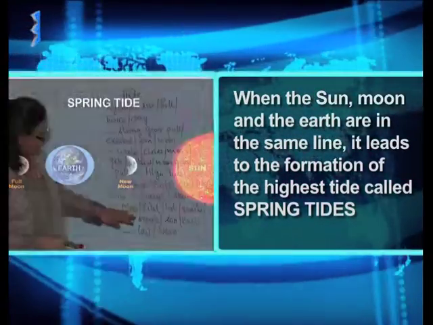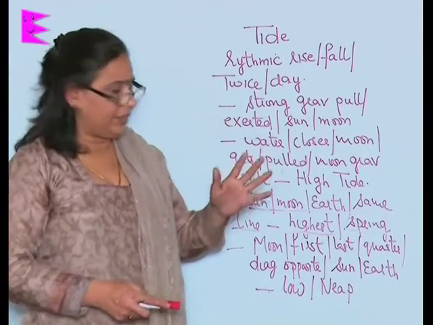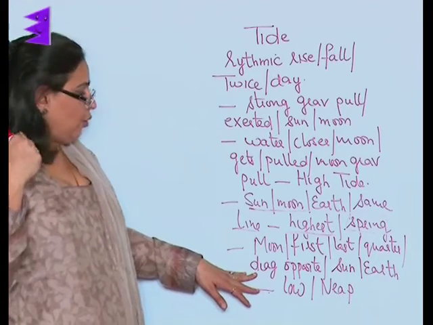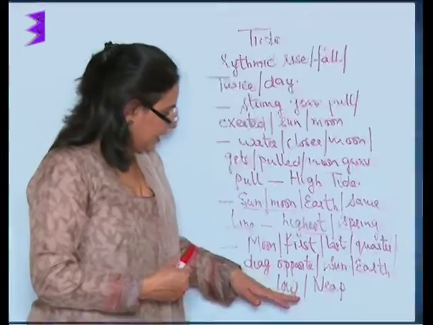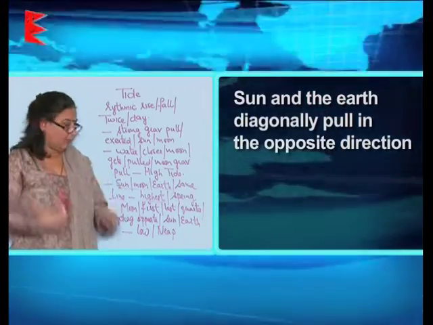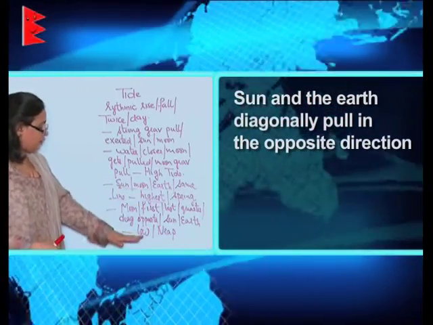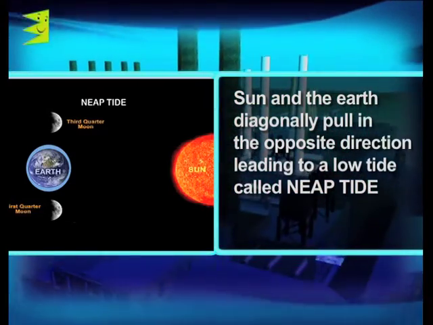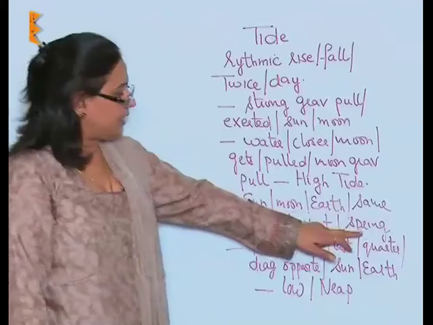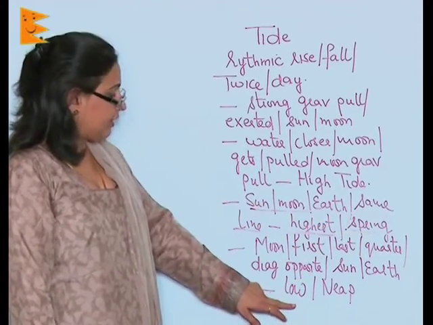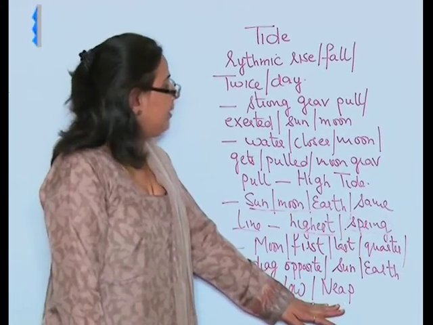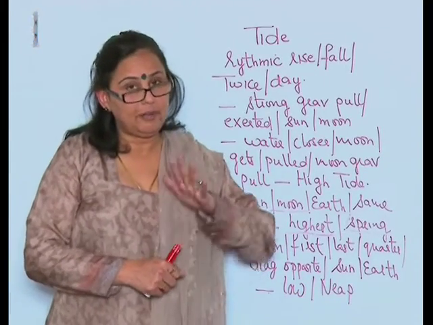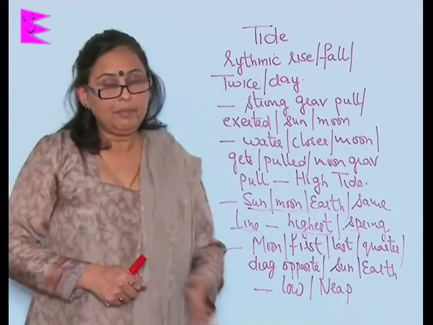Then when the moon is in its first and last quarter, that is the time that it gets diagonally pulled in the opposite direction, that is the sun and the earth diagonally pull it in the opposite direction, which leads to the formation of the low tide, which are also called as the neap tides. So, the highest tides are called as the spring tides, and the low ones that we have are called as the neap tides.